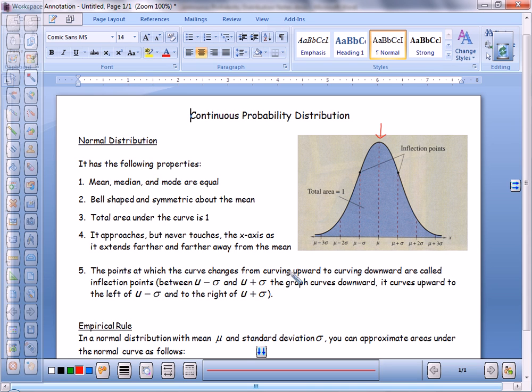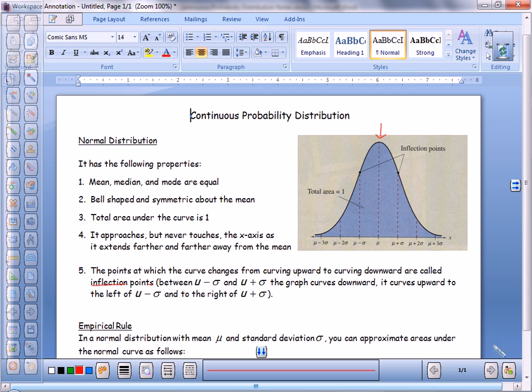The points at which the curve changes from curving upward to curving downward are called inflection points. So you should see it here. We're curving up, and at this point right here, we start to curve the other direction. Curving up, curving down. And those are called our inflection points. Our inflection points are where we do the mean plus a standard deviation and the mean minus a standard deviation. So it's going to curve upward to the left of the mean minus a standard deviation and to the right of the mean plus a standard deviation. And it curves downwards between the two.